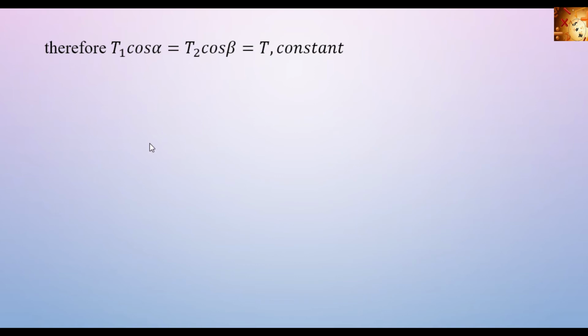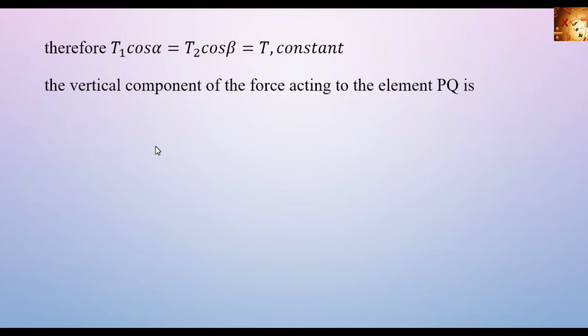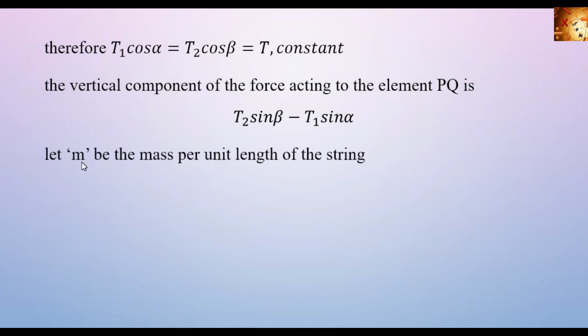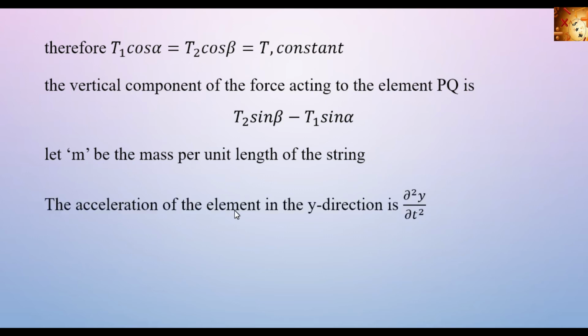Therefore, the force, that is the vertical component of the force to the element PQ, will be the difference between the vertical components, that is T2 sine beta minus T1 sine alpha. Okay, next we are taking m as the mass of the string and the acceleration of the element in the y direction is dou square y by dou t square. We have acceleration is velocity by time. So this will be dou square y by dou t square.